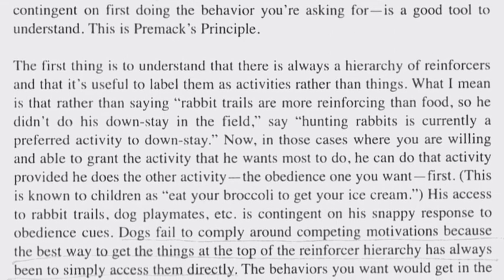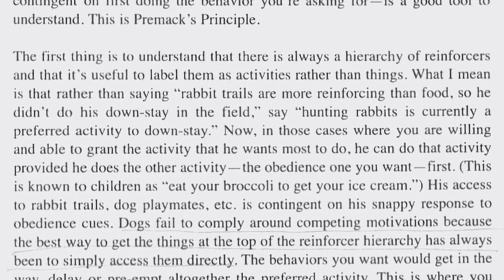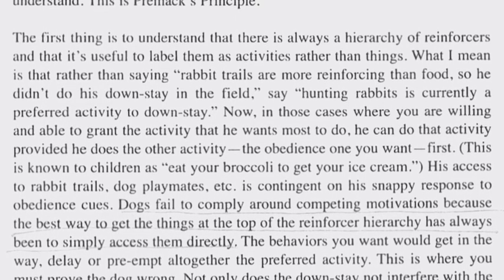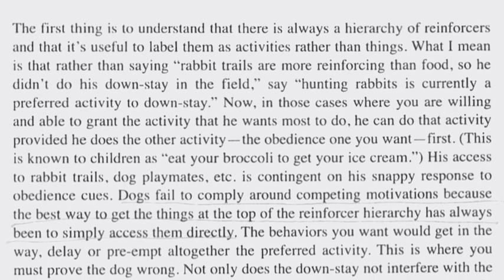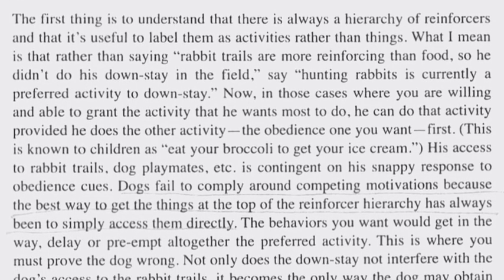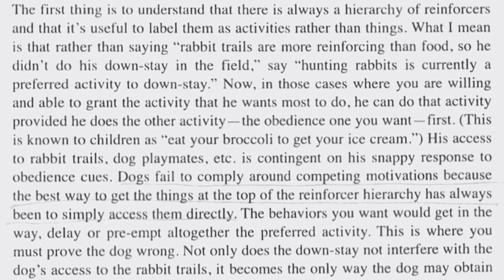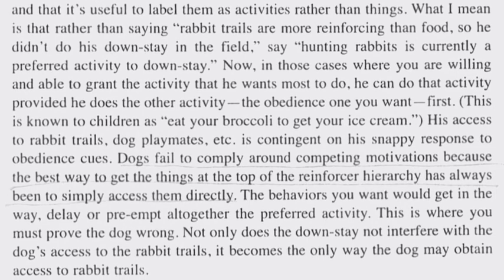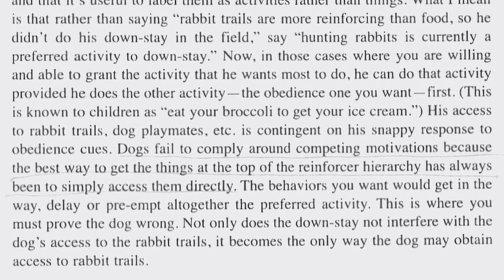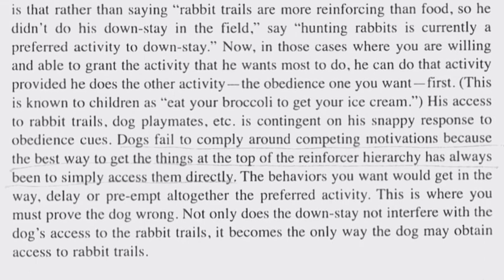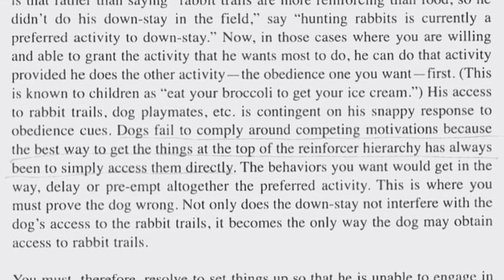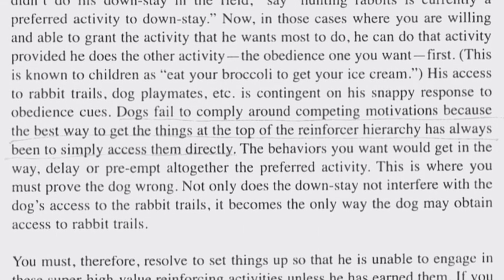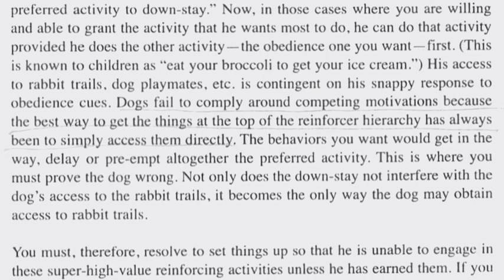The first thing is to understand that there is always a hierarchy of reinforcers and that it's useful to label them as activities rather than things. What I mean is that rather than saying rabbit trails are more reinforcing than food, so he didn't do his down-stay in the field, say hunting rabbits is currently a preferred activity to down-stay. Now, in those cases where you are willing and able to grant the activity that he wants most to do, he can do that activity provided he does the other activity. The obedience one you want first. This is known to children as eat your broccoli to get your ice cream. His access to rabbit trails, dog playmates, etc. is contingent on his snappy response to obedience cues.